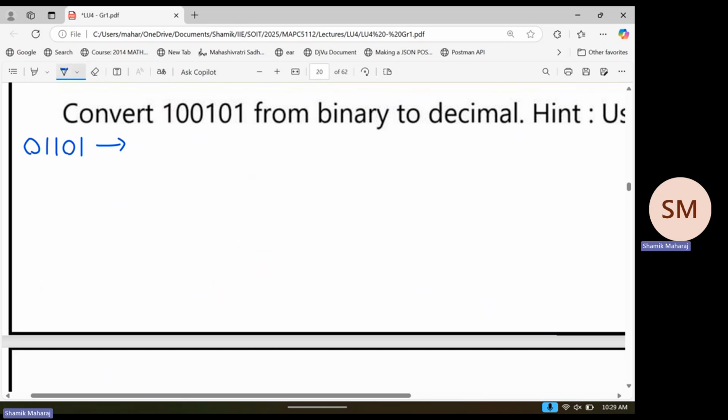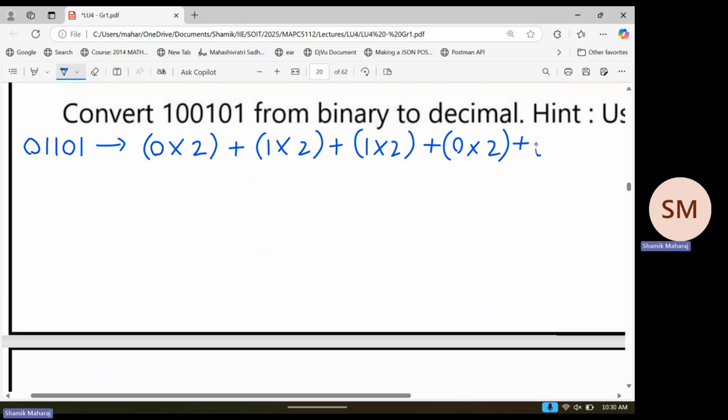I'm going to start with the same setup we did before, which is to just write every digit times 2 to the something and leave the something blank initially. The first digit is 0, so I'll write 0 times 2 to the power something. Second digit is 1, so 1 times 2 to the something. Then we have another 1, so 1 times 2 to the something. Then we have a 0, 0 times 2 to the something. Lastly, we have a 1, 1 times 2 to the something. Quite a straightforward setup.